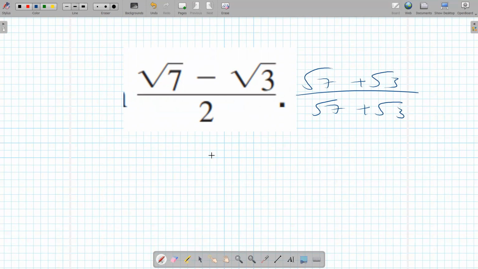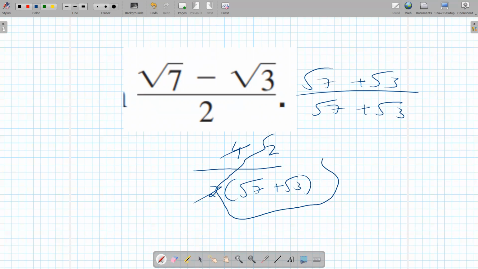On the top, you're going to get a squared, which is going to be 7, minus root 3 squared, which is going to be a 3. And on the bottom, you have 2 times root 7 plus root 3. 7 minus 3 is a 4, and 2 goes into 4 twice. And there you go. That's going to be your final answer. Okay? It's not that bad.